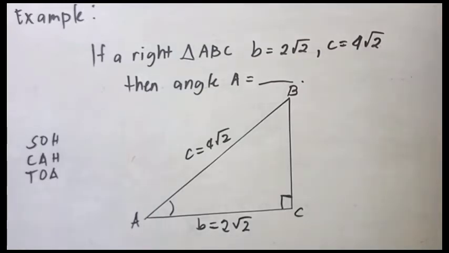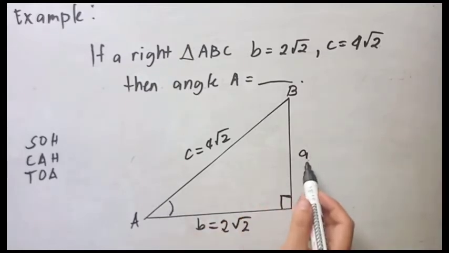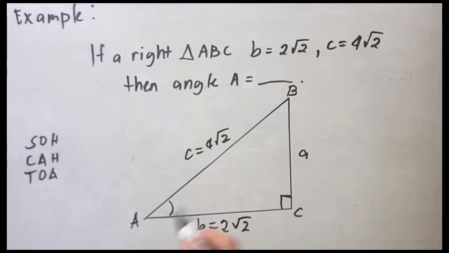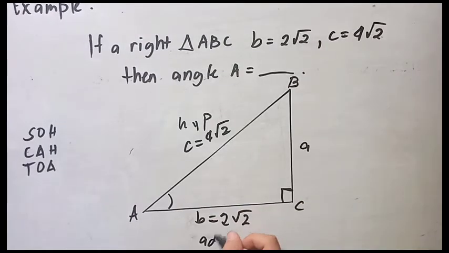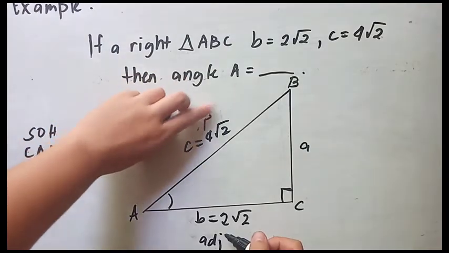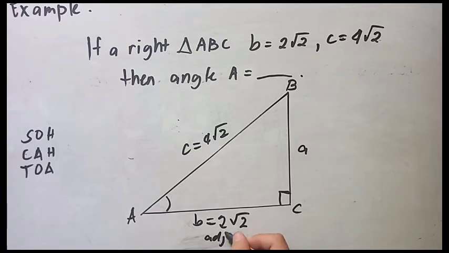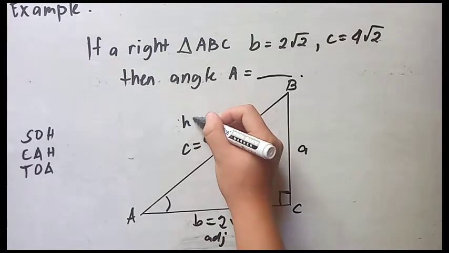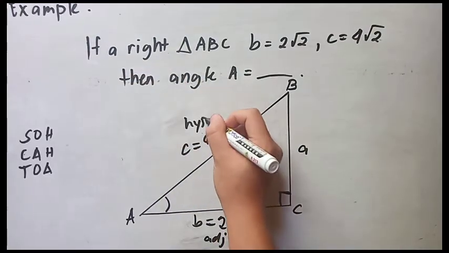Okay, so angle A. So, ito yung A, no? Kasi ito yung hinahanap na angle. So, ito yung opposite niya. Then, this is the adjacent. And this is the hypotenuse.